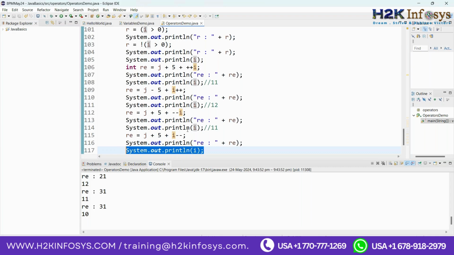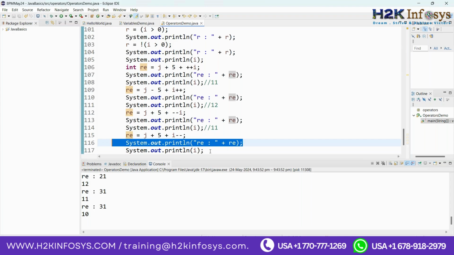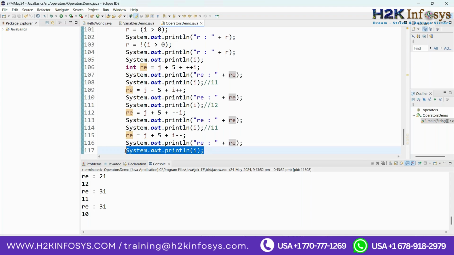Because this increment or decrement is happening after this expression is evaluated. Once this expression is evaluated and assigned, RE won't have that value. So after that only your I value will be decremented. That is the reason RE never has any effect, but I has effect. Okay. That is the reason.